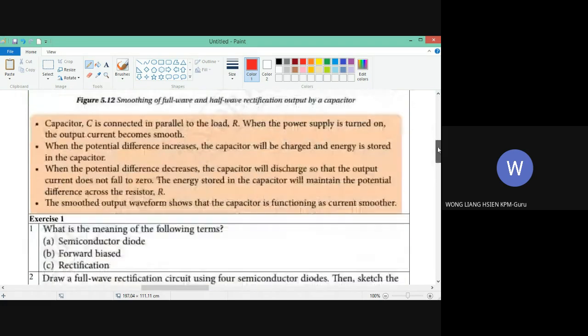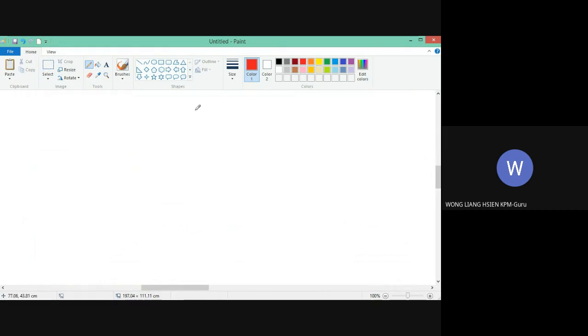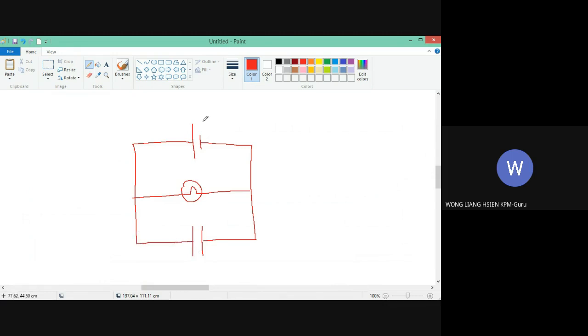The basic structure of the capacitor is basically like this. Let's say that we have a power source. So here is a bulb, and then here are two metal plates. Let's say there are two metal plates here. So this is positive, this is negative.